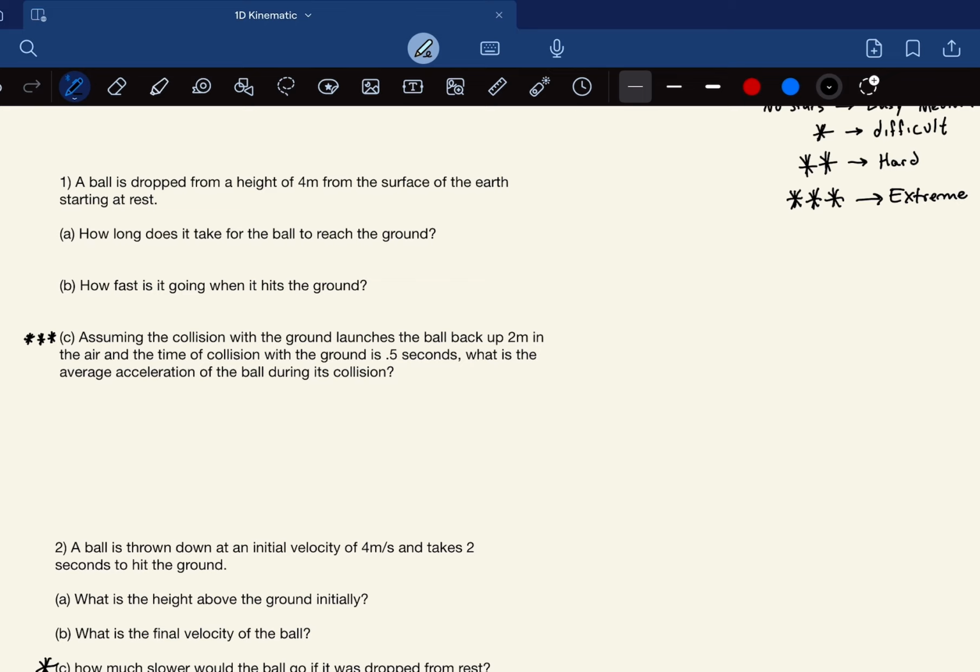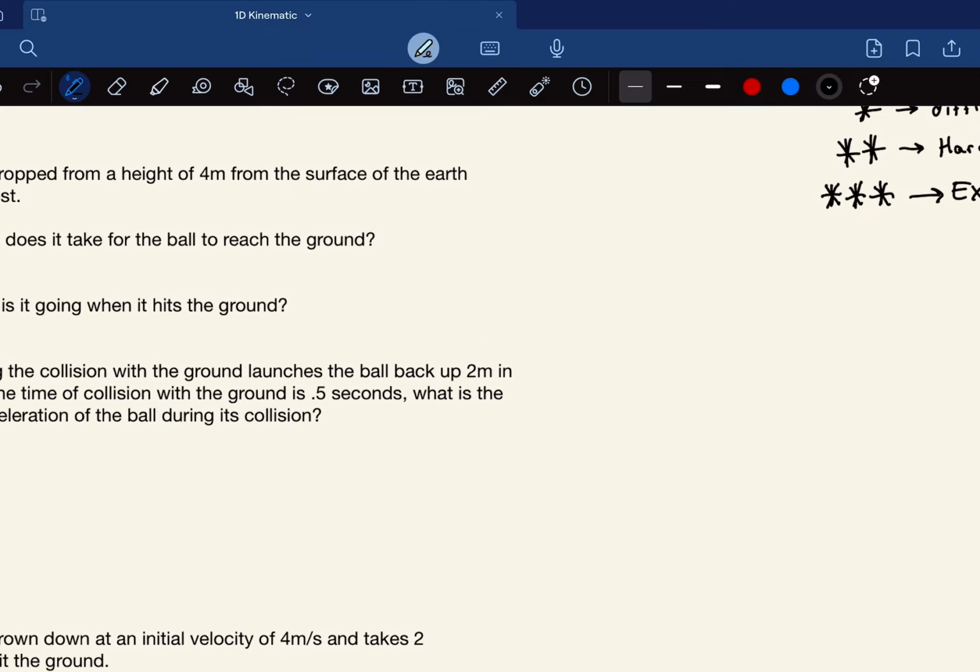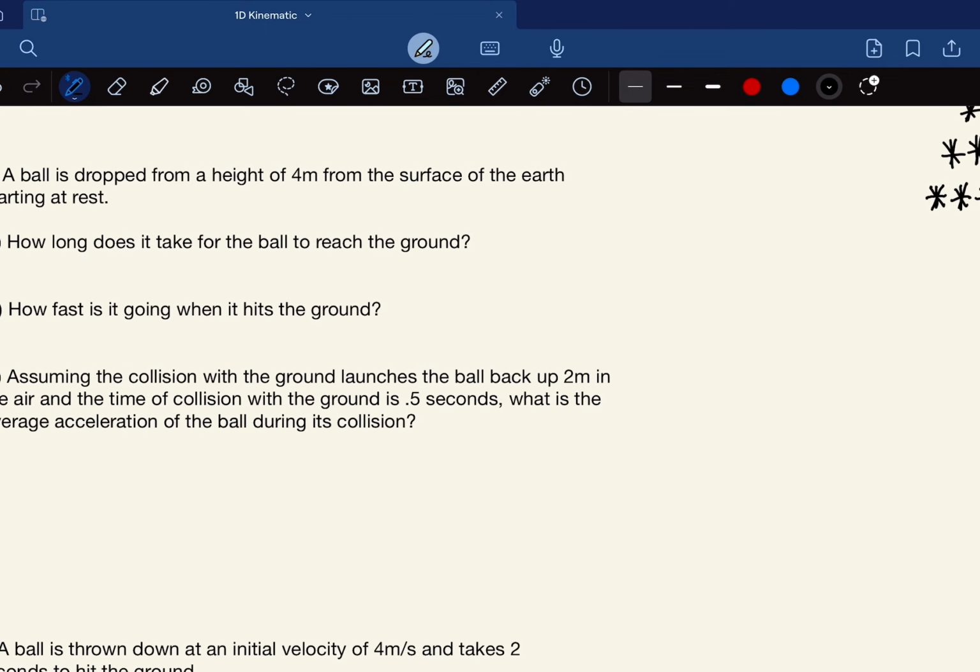So let's get going. For this first question, we have a ball that is dropped from a height of 4 meters from the surface of the earth starting at rest. So let's start a box of what we know. So we know that delta x equals 4 meters. Since we are dropping this, let's say off of a hill, let's say there's a little guy dropping it. So this height is 4 meters.